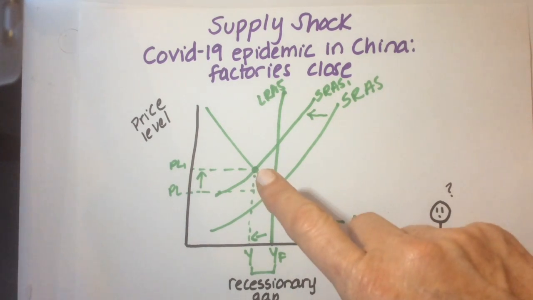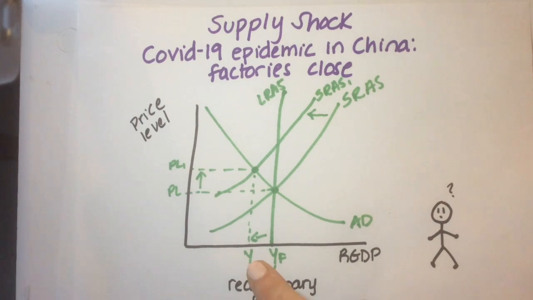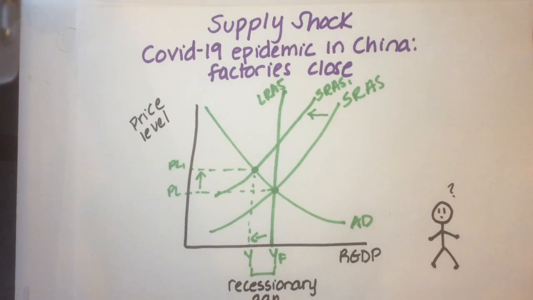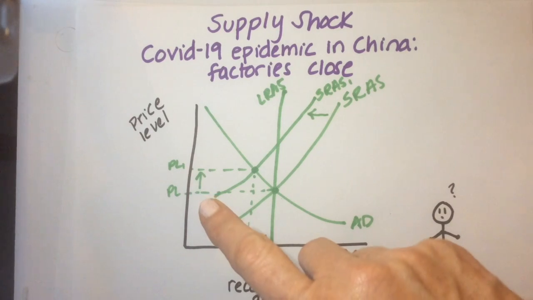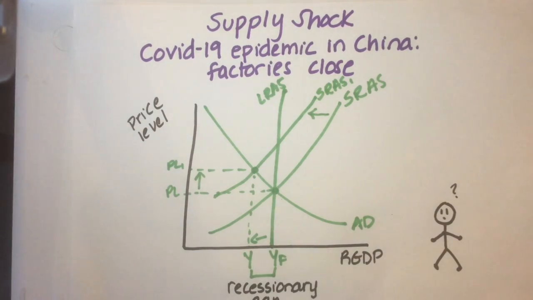Short-run aggregate supply shifts to the left. We were at the full employment GDP, and now we're at something less than the full employment GDP. And this is a recessionary gap. You'll notice that it has upward pressure on prices, and everybody wonders what's going to happen next.